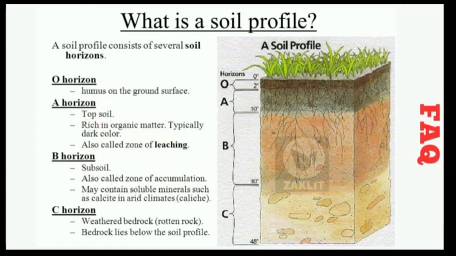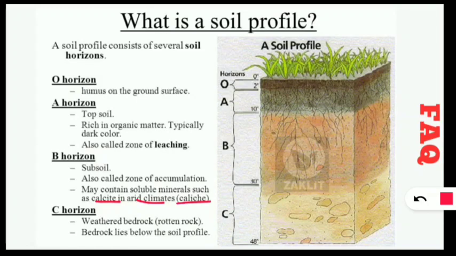Next part in the B horizon is that it may contain soluble minerals such as calcite in arid climates, which are called caliche. So you should note down the term: C-A-L-I-C-H-E, caliche. That means the B horizon is having the calcite in the arid climates.